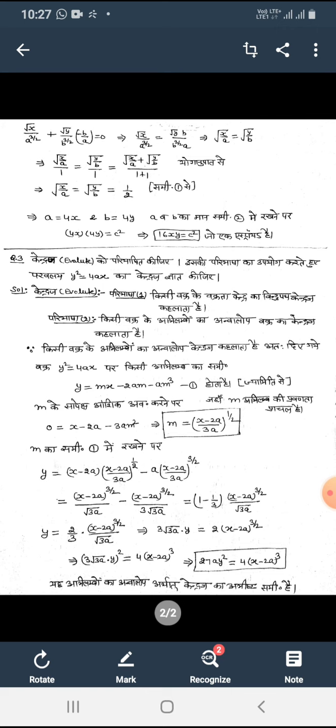Squaring on both sides, we find that 3 root 3a into y whole square is equal to 4 into x minus 2a whole cube, which implies 27ay square is equal to 4 into x minus 2a whole cube, which is the required equation of envelope for normals of the given curve. That means it is the required equation of evolute of the given curve. Thank you.